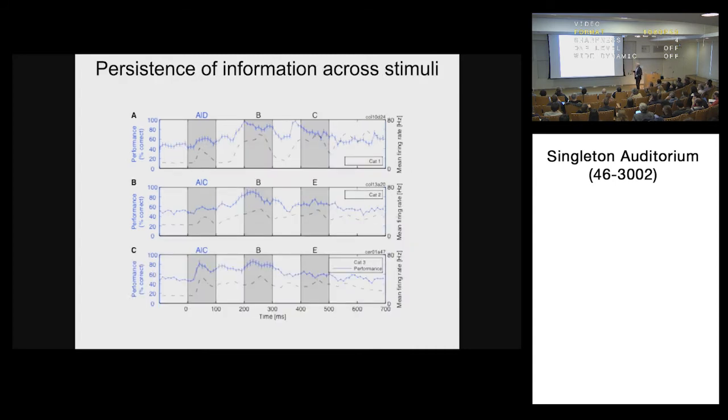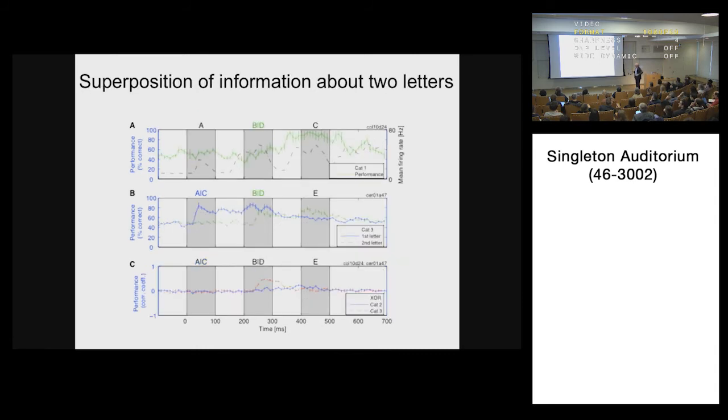We also found that if we presented sequences, an A and B and C, and had the classifier find out whether the first stimulus was an A or a D, we could still find out after, in the responses to the second stimulus. So the information about the first stimulus persisted across the responses evoked by the second stimulus, and slightly into the responses to the third stimulus. We could still classify what the first stimulus was. So information about stimuli can be superimposed in time in this network.